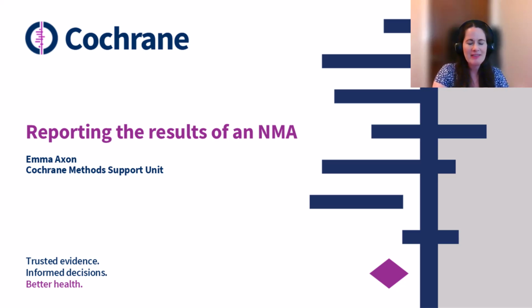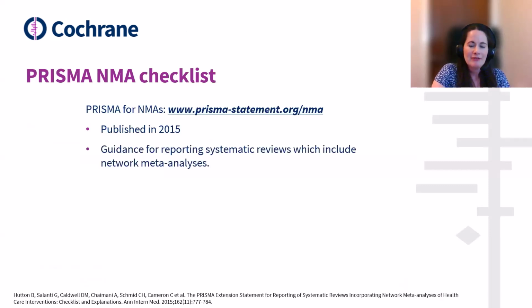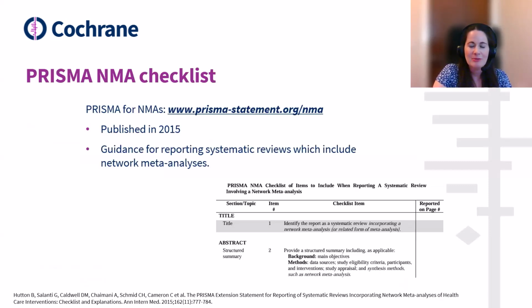So hi everyone, in this presentation I'm going to discuss and provide advice on how to report the results of an NMA in a systematic review. Firstly, I'll highlight the importance of following the PRISMA checklist for NMAs, which is available on the PRISMA website. It was published in 2015 and gives guidance for reporting systematic reviews, which include a network meta-analysis. It follows the same format as the other available checklists on the PRISMA website.